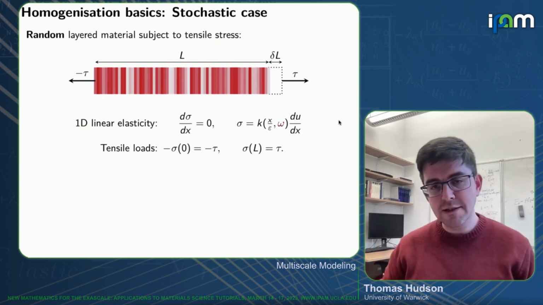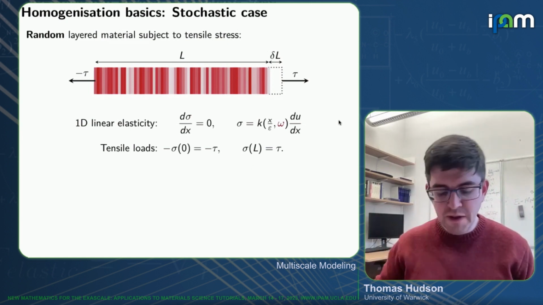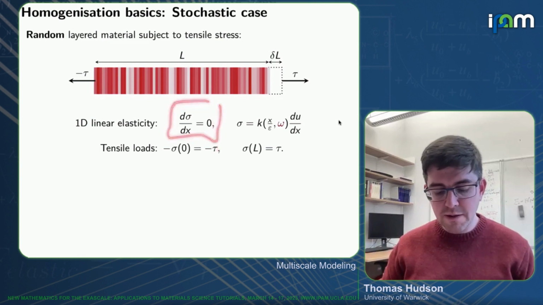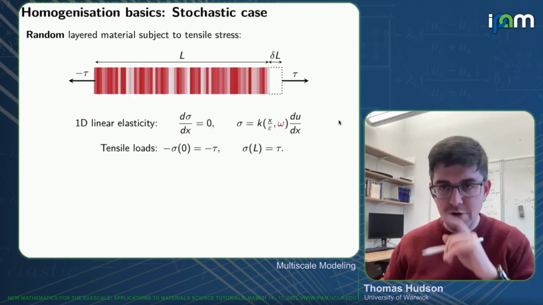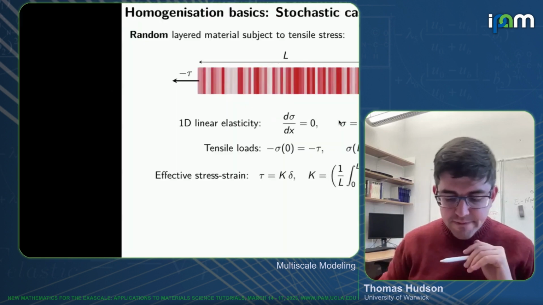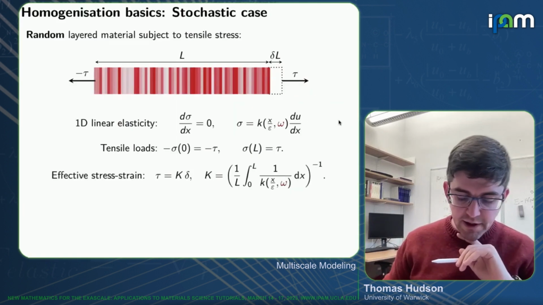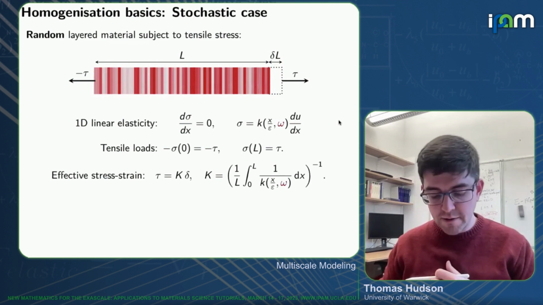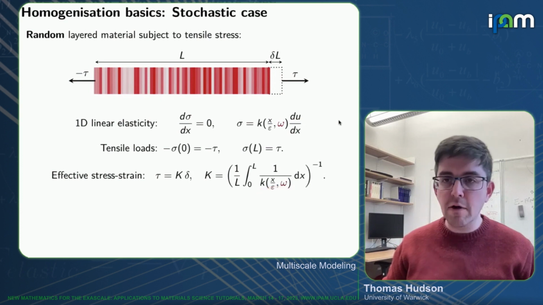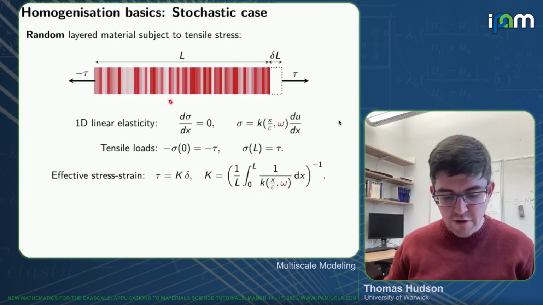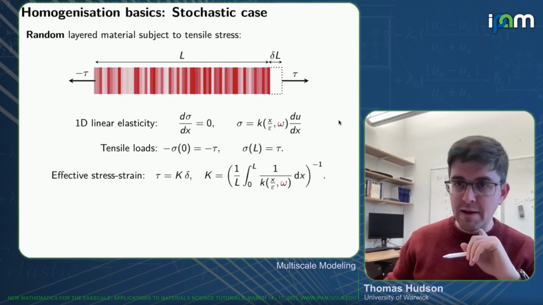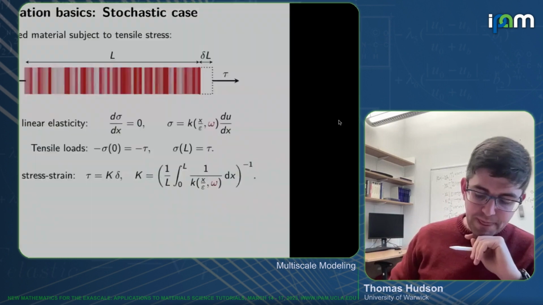And the way you do it is very similar to what I just showed you. So again, we're going to assume a linear elastic response. So the force balance is that the divergence of the stress is 0, and the stress is related to the strain by a linear relationship. And then in this case, I can do exactly the same analysis as I did last time. It's just that this time I have to average over something that is now a random field. The K in each of these different slabs is going to be randomly determined in general.